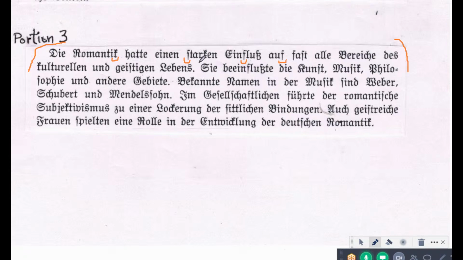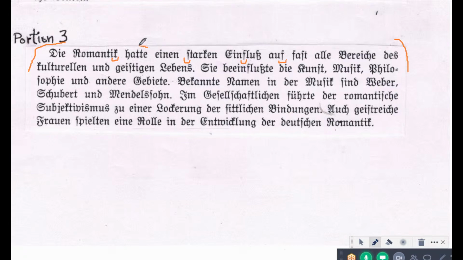Okay, let's just finish that sentence. Des kulturellen und geistigen Lebens, everybody. Des kulturellen und geistigen Lebens. Let's just take an analysis. Where's your verb first in that sentence?